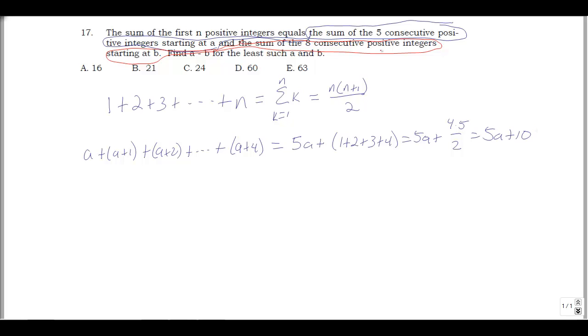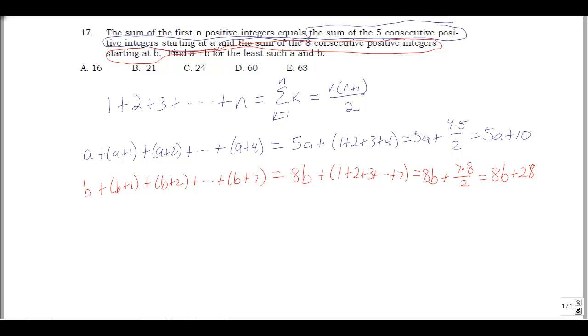Now, the sum of the 8 consecutive positive integers starting at b is b plus b plus 1 plus b plus 2 and so forth. The last one will be b plus 7. Again, we pick up an 8th term with just the b. We get a b from each of the 8 terms, so that's 8b plus 1 plus 2 plus 3 up to 7. Using our formula again, that's 7 times 7 plus 1, which is 8, over 2. 8 over 2 is 4, times 7 is 28. This is 8b plus 28.